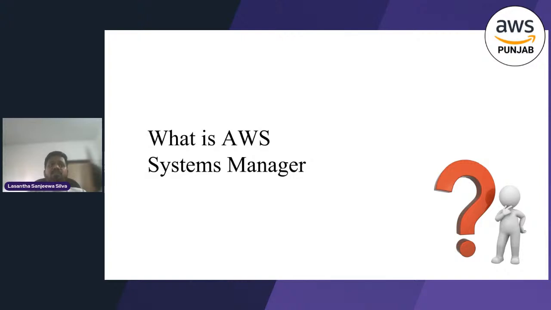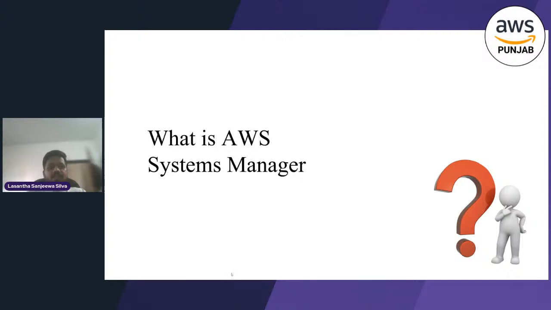AWS Systems Manager is mainly used to gain operational insight. For example, previously, if we had an EC2 instance, we needed to connect using port 22 open and some kind of service like PuTTY, or a Linux shell. But after Systems Manager came, we can easily manage our EC2 instances, on-premises instances, everything.